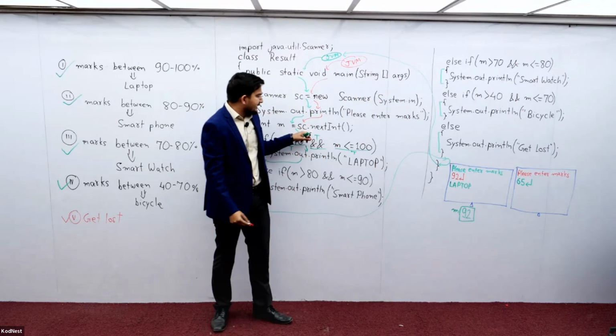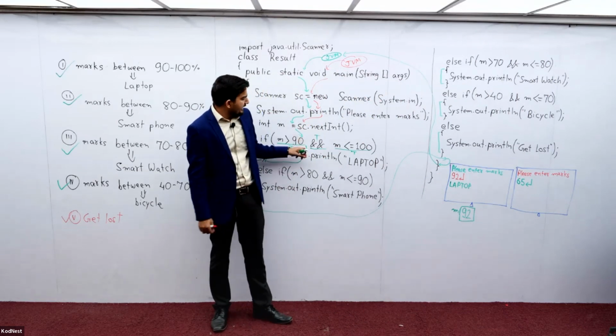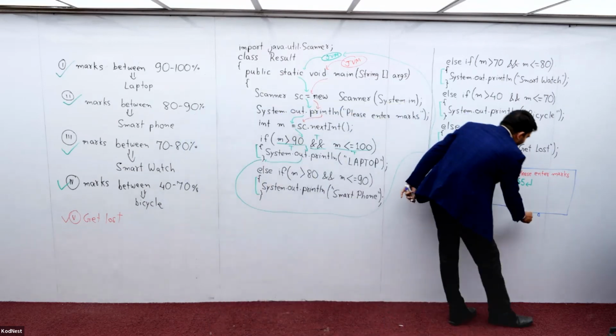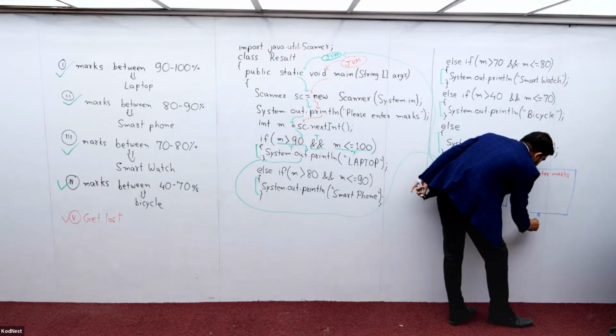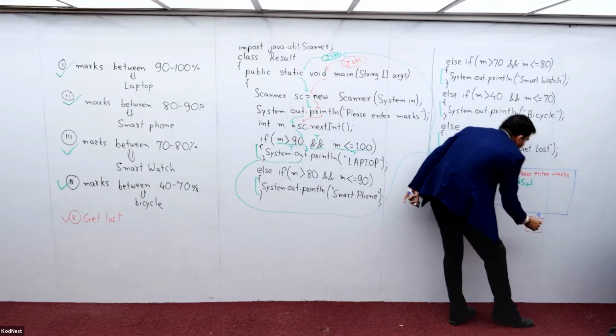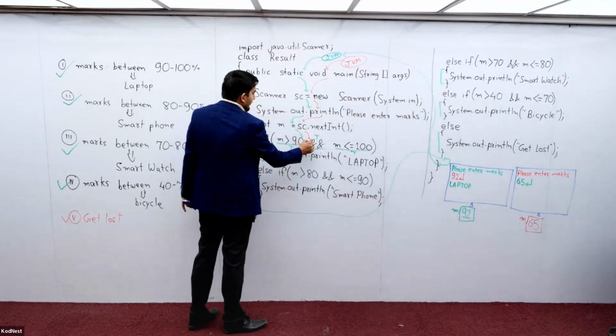65 will be accepted by using this sc.nextInt. And where are we storing that? In a variable called m. Inside the variable m, the marks, that is 65, is going to get stored. Control is going to move forward.